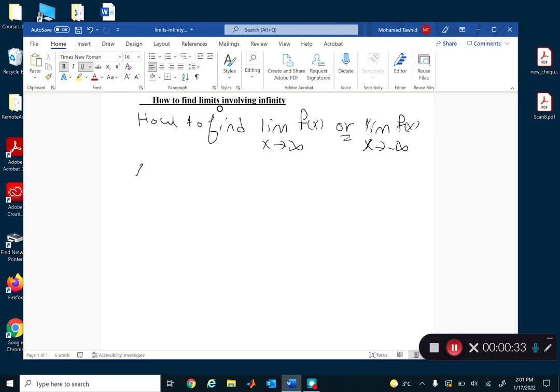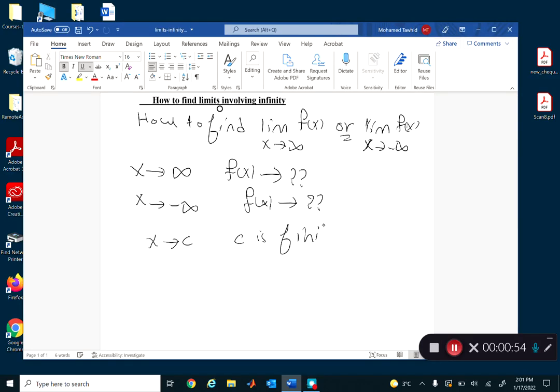What I mean is, when x approaches infinity, what will happen to your f of x? What does f of x approach? Or when x approaches minus infinity, what does f of x approach? Before, I gave you x approaching c, where c is a finite number. What do we mean by a finite number? It could be zero, it could be positive, it could be negative.